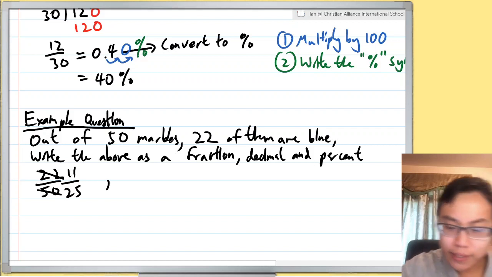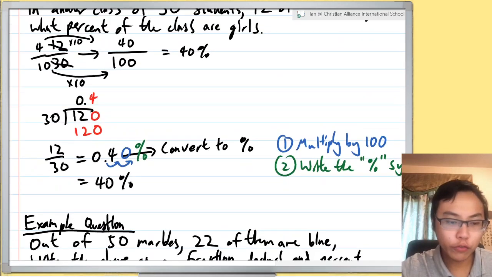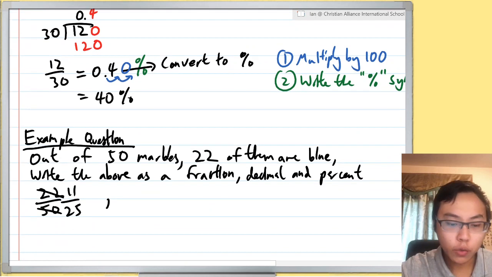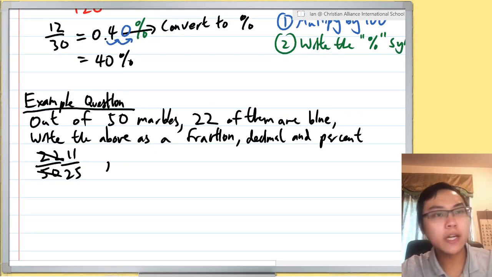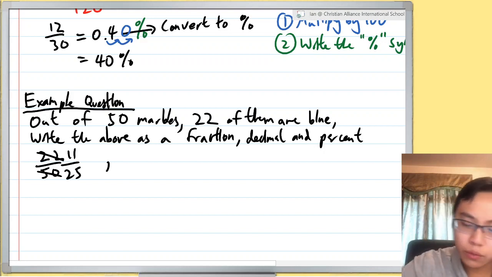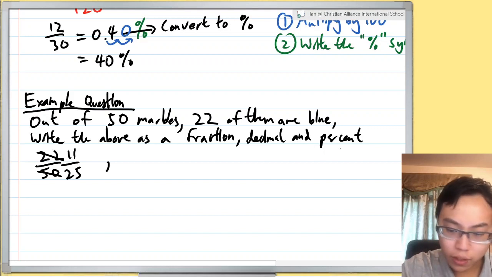And then as a decimal, we want to change it into a decimal. So how do we change it? It's going to be top divided by the bottom. We did that over here, changing the 12 over 30 into a decimal. So what we're going to do is 11 divided by 25. Now, this time, you will see that it's not going to be a nice number. Let's go ahead and do that. How do we do that? Let me show my working out somewhere at the side over here.